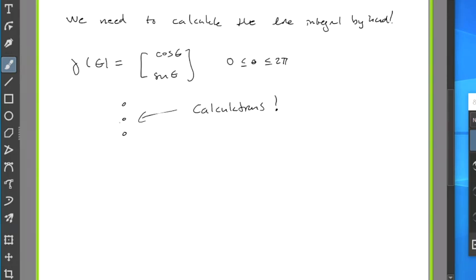Okay, in the end, however, we would get to the conclusion that the integral is equal to 2 pi. So notice that if we were to apply the Green theorem in the unit disk, we would get the wrong answer. The integral is equal to 2 pi, not equal to 0.